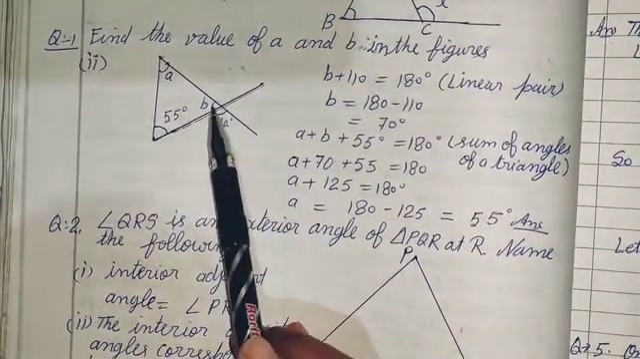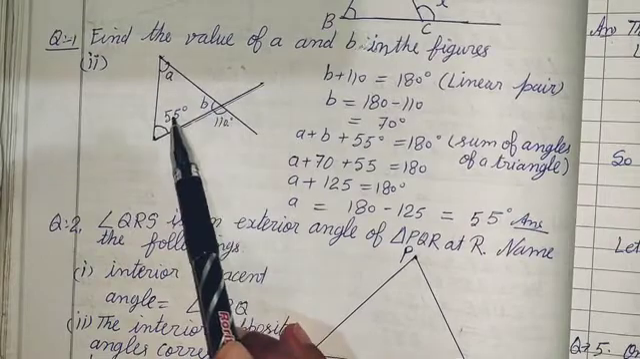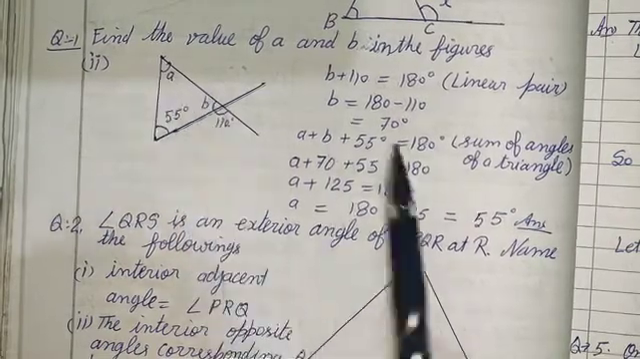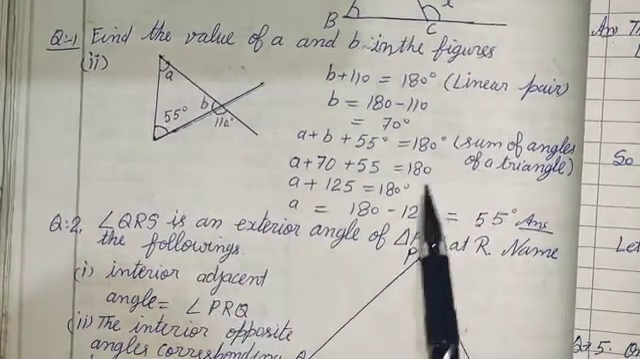Now angle B equals 70. We know the value of this angle and this angle. We can find angle A by the angle sum property. So angle A plus B plus 55 equals 180. Angle A equals 55 degrees.